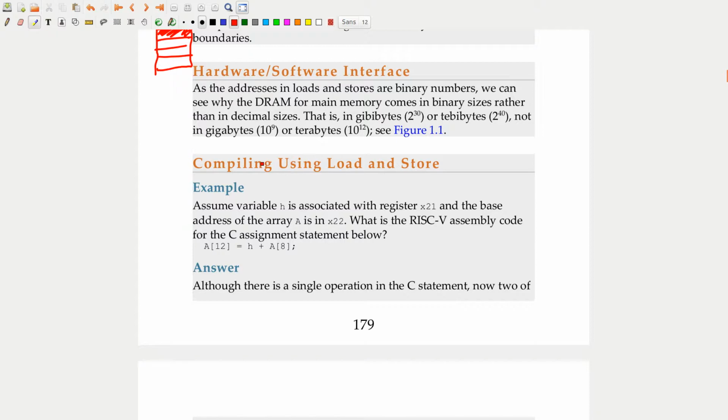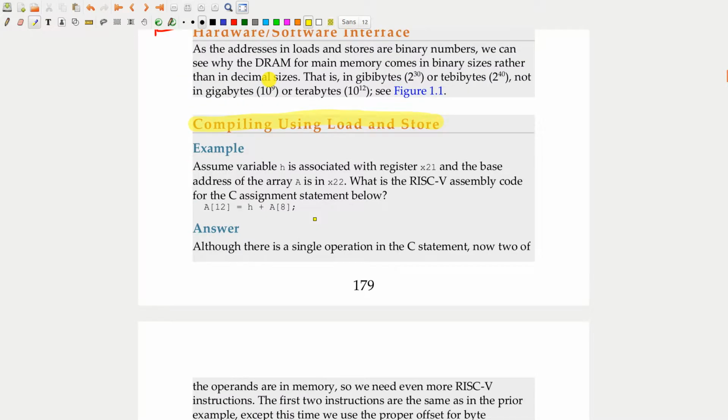So let's continue on. Compiling using load and store. Now we're taking some C statement, this basic one, where we're assigning to some part of memory the addition of h and some other part of memory.